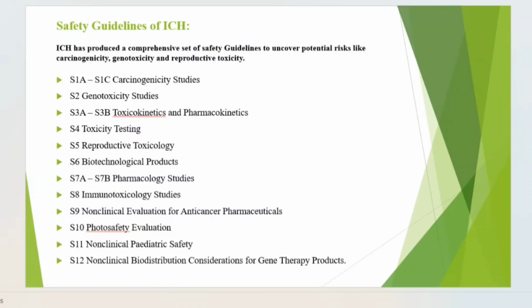So that's why I've just enlisted this guideline sequentially. I will not go into depth. ICH has produced a comprehensive set of safety guidelines to uncover potential risks like carcinogenicity, genotoxicity, reproductive toxicity. So these are the toxicity studies which are performed to check whether the material is safe or not. So these are the safety studies.